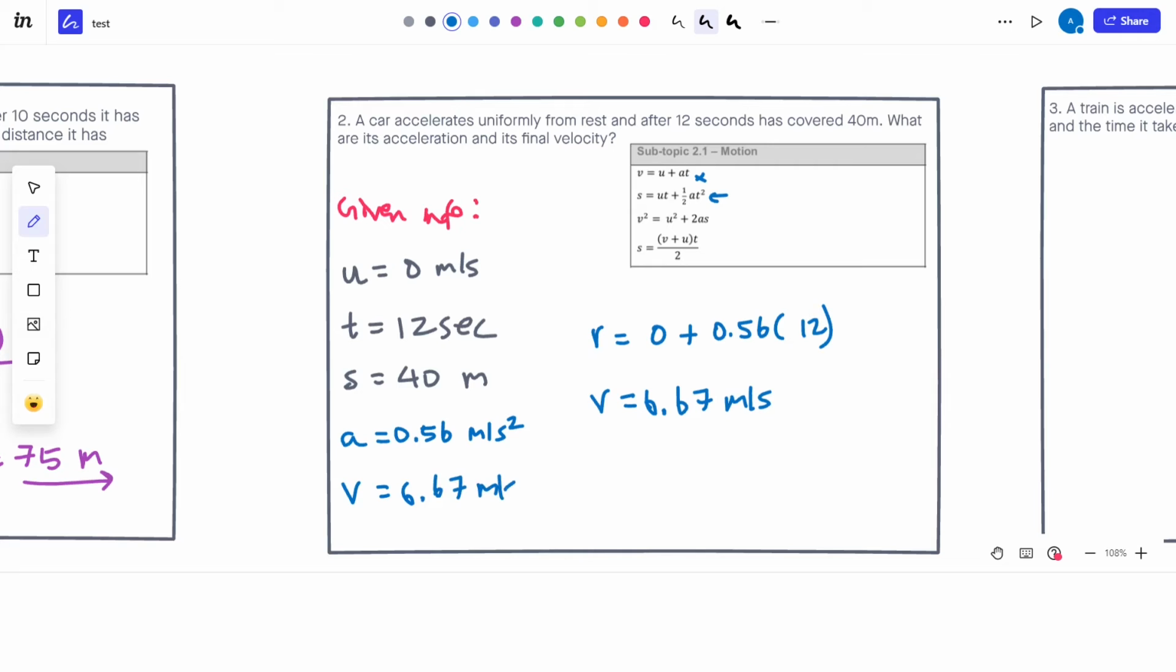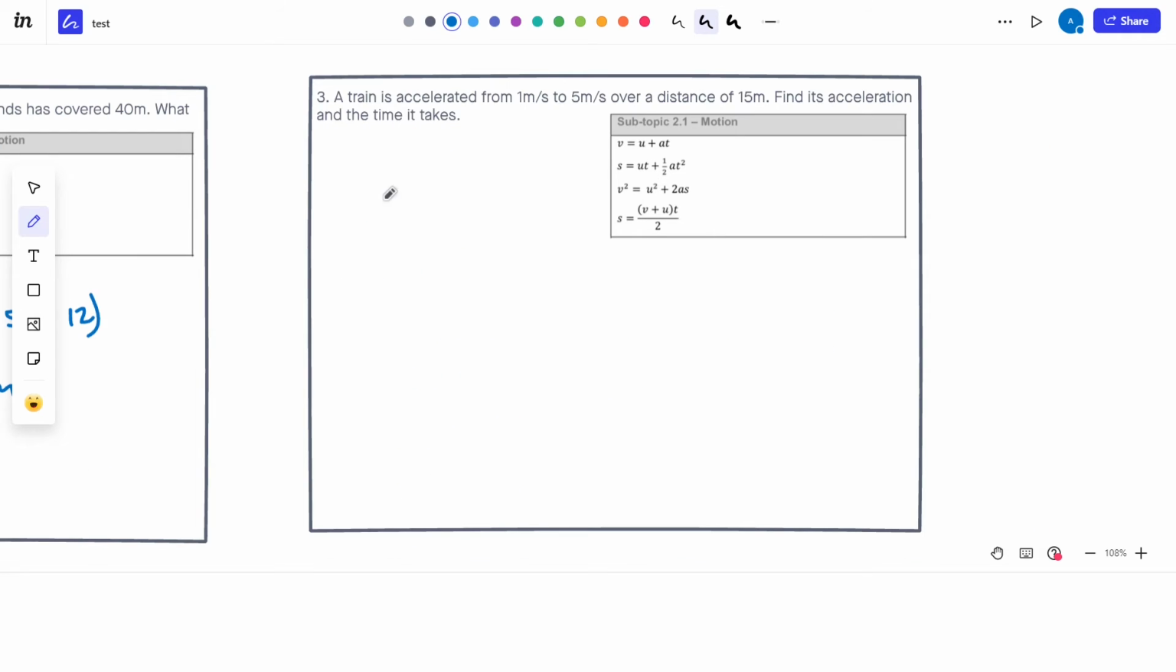And so we have done the second basic SUVAT question. Moving on to the third one. With the third one, again, using the given information, we're going to deduce what we can find. A train is accelerated from 1 meter per second to 5 meters per second over a distance of 15 meters. So we're given u as 1, final velocity as 5, and s as 15 meters.